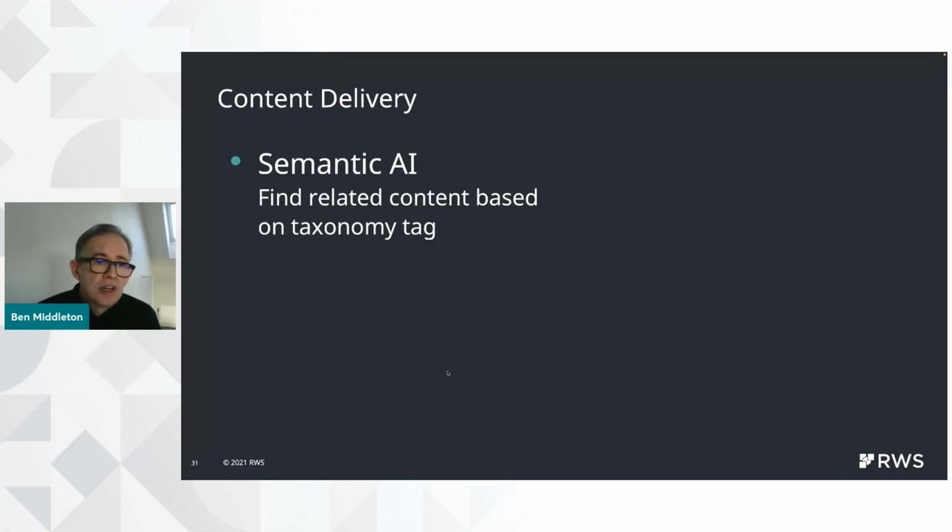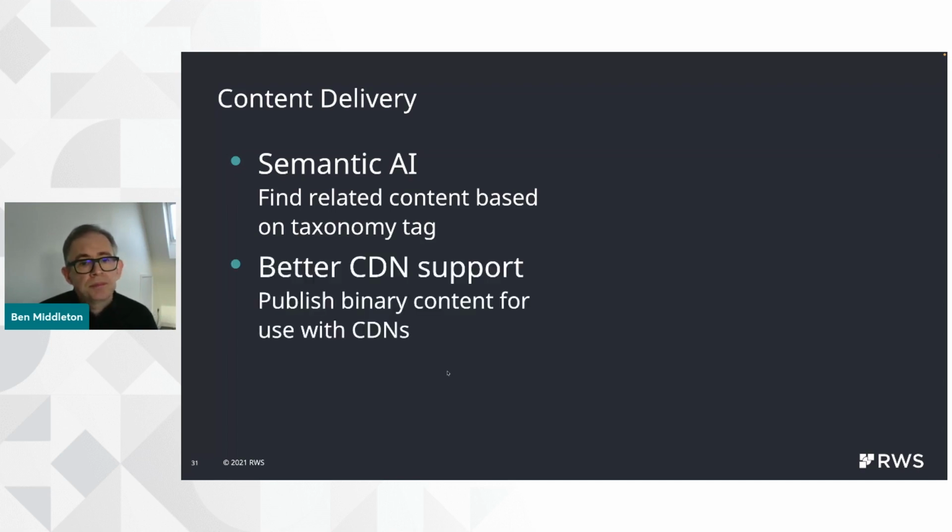And on the delivery side, we would like to expose the ability to find related content through our GraphQL endpoint. So we have this information about content. We can find related concepts, but we'd like to extend that to include related content, so we can pull that out and do related links on the fly. We want to improve our CDN support and really make our binary publishing optimized for use with such CDNs.